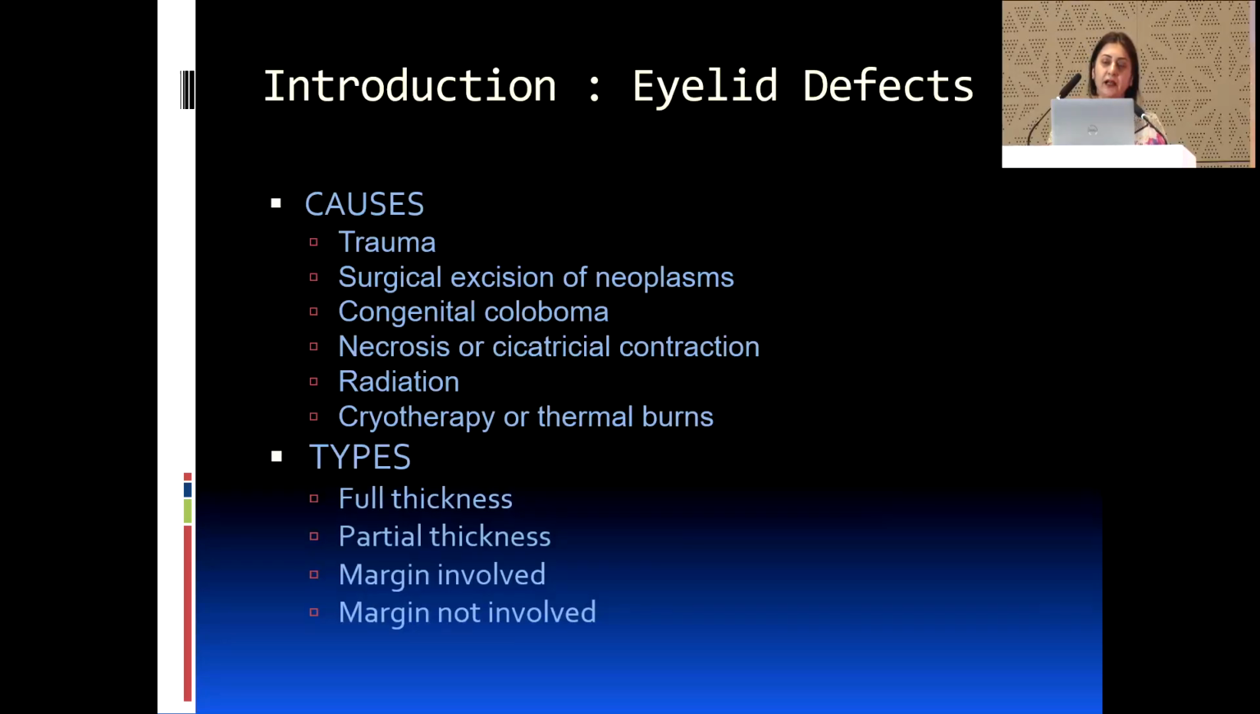So basically eyelid defects are commonly caused by trauma, second to surgical excision of neoplasms, congenital colobomas by birth, necrosis or cicatricial contraction of eyelid following severe infections, following radiotherapy, cryotherapy or thermal burns. They can be classified as full thickness or partial thickness, and we have to always see whether the lid margin, the lashes, are involved or margin not involved.